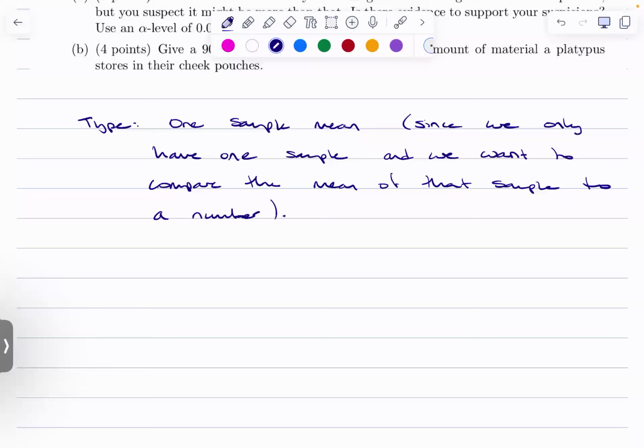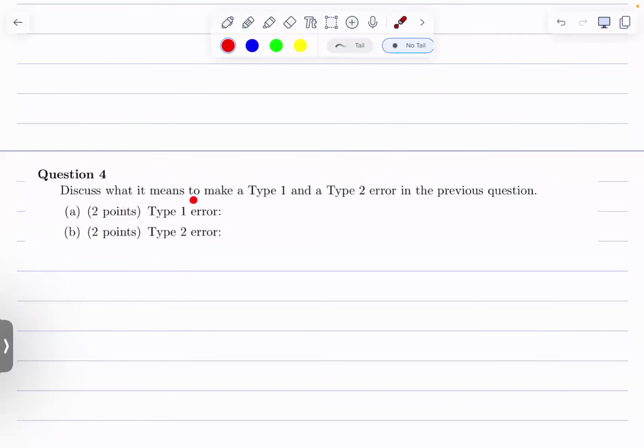And then, like I said, there's a little follow-up question here, a little blip. Discuss what it means to make a type 1 and a type 2 error in the previous question. That's just a little follow-up, but nothing to worry about.